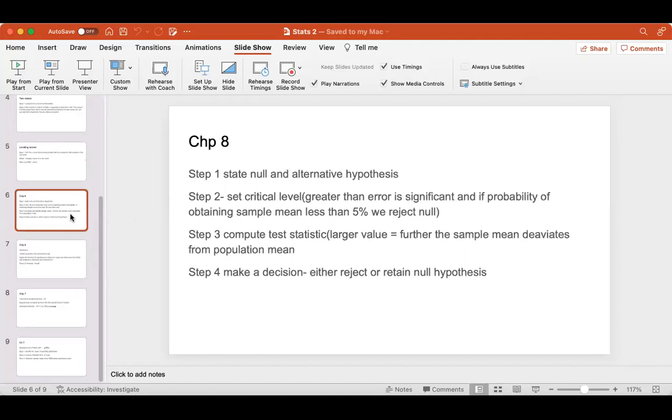Locating scores. Step 1, find the z-score that is associated with the proportion given in the unit table. Step 2, change the z-score to a raw score. And step 3, multiply by the standard deviation plus the mean.